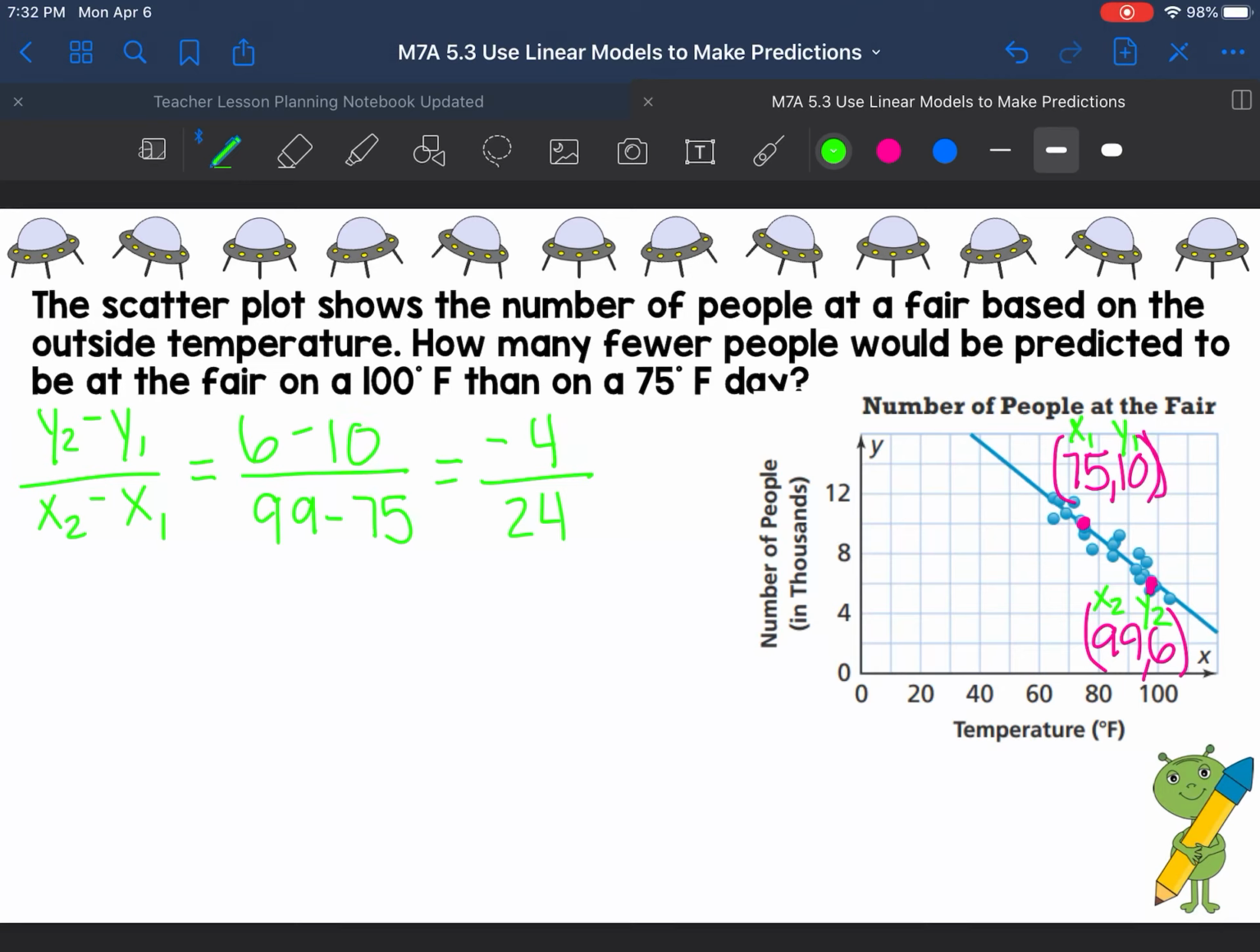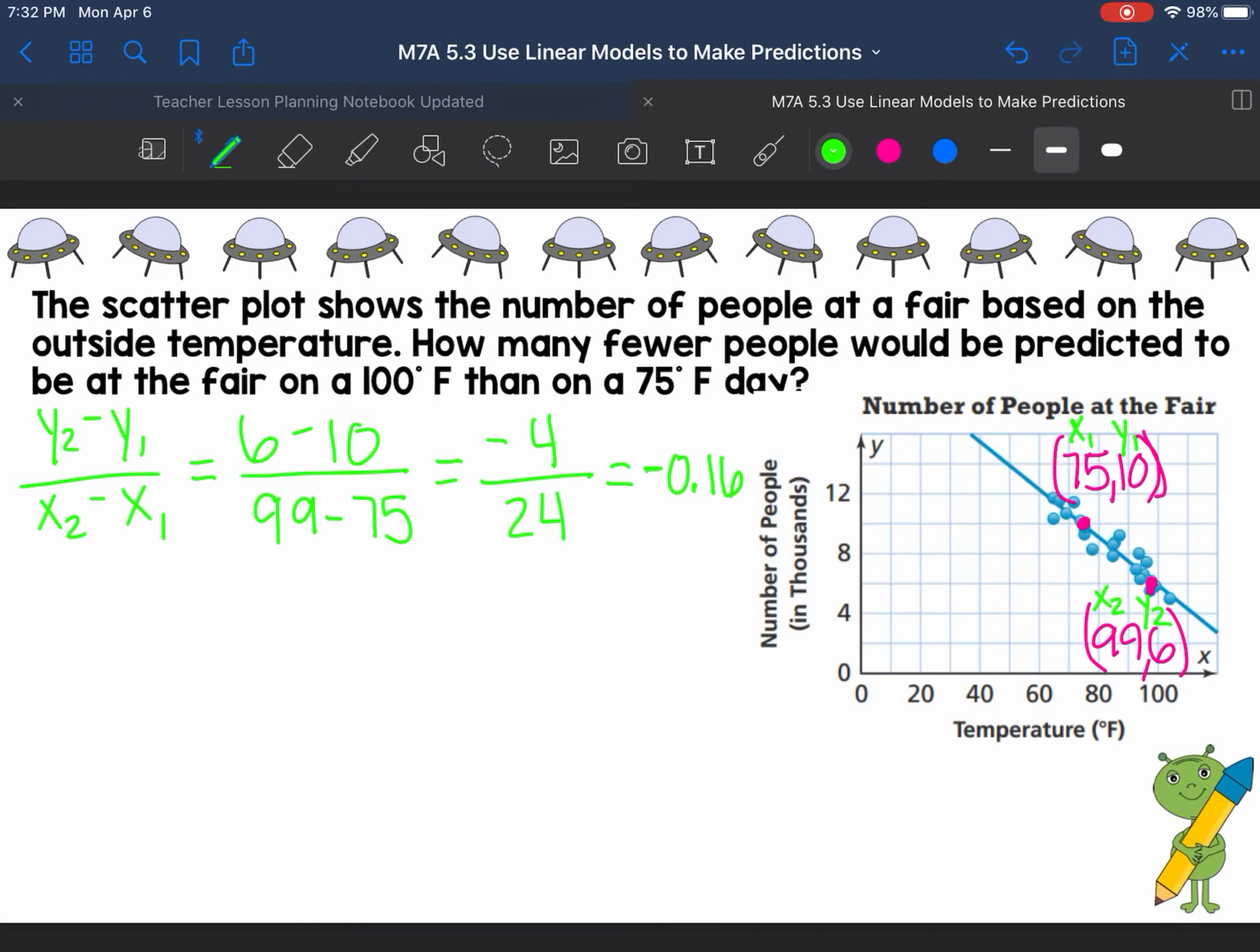All right. Now, for this, I really prefer to deal with decimals. I like decimal operations. So I am going to divide 24 into negative 4. When I divide that, it's going to give me negative 0.16. I would rather work with that than work with fractions and having to multiply and then subtract or find common denominators. So for me, this is much easier. It says what this negative 0.16 means is that for every degree that goes up, the number of people who come goes down by 0.16.